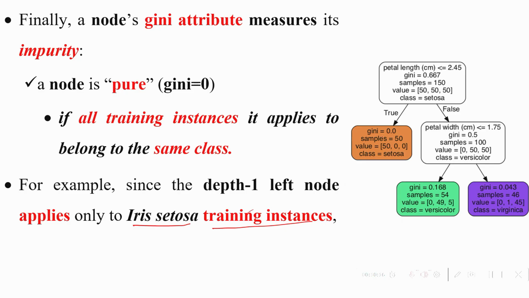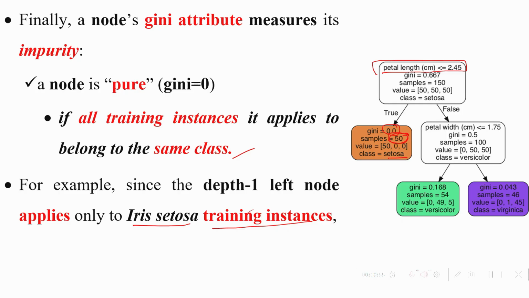Here the condition is petal length less than or equal to 2.45. The elements satisfying the condition are 50 elements, and all 50 belong to the same class. That means the Gini equals 0.0, so all the training instances belong to the same class. That is the main importance of a pure node. If the Gini equals 0.0, we cannot split further.